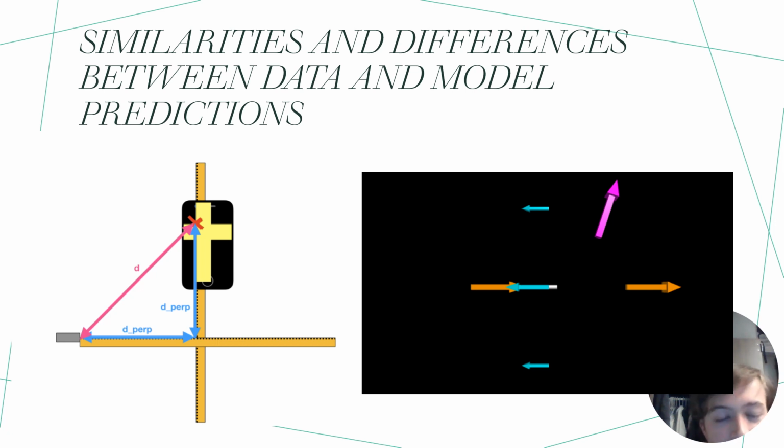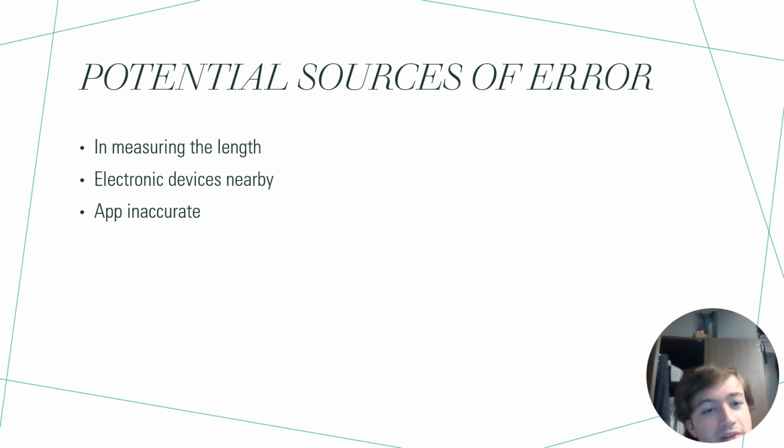Similarities and differences between data and model predictions. The similarities are probably that we should garner similar results with these two, unless we really messed up the real life measurements. We're using the same formulas and same constants. I mean, we put a lot of effort into this lab, so I think the results should be pretty good. Potential sources of error are in measuring the length and electronics nearby. Is the app inaccurate? I don't know. Is my phone broken? We'll see.